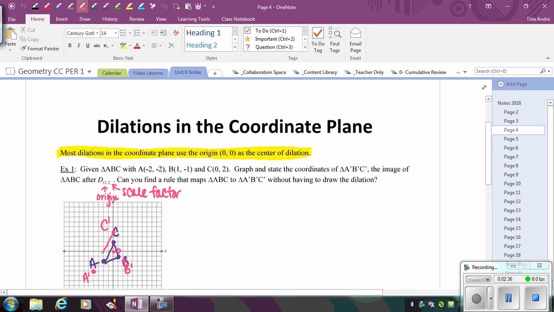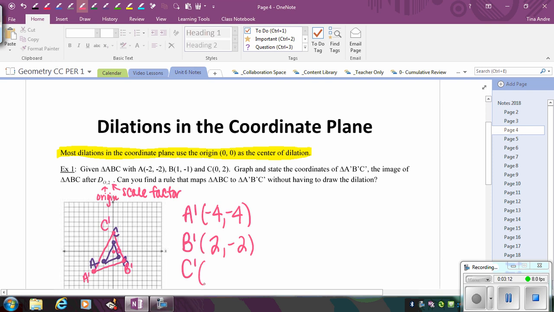If you look at my new triangle, you can see that it was enlarged, which it should be, and it should look similar to the original, so same shape, but twice the size. You can see that these segments stayed parallel, which should also occur when we're doing a dilation. If we go and state the coordinates, A prime is -4, -4. B prime is 2, -2. And C prime is 0, 4.